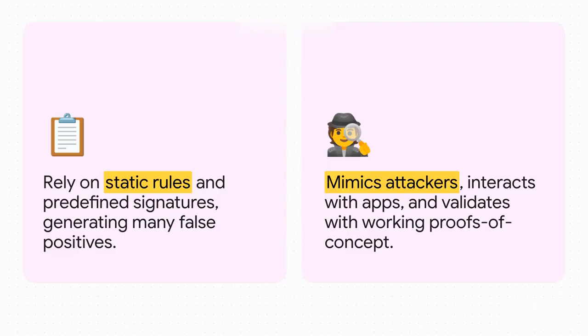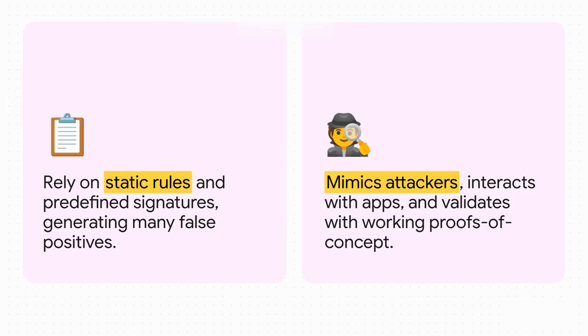Think about traditional security tools for a second. They're kind of like perimeter alarms, right? They just tell you, hey, a window might be open. They rely heavily on static rules and predefined signatures, which usually means dumping noisy reports full of false positives onto your desk. Strix is fundamentally different.